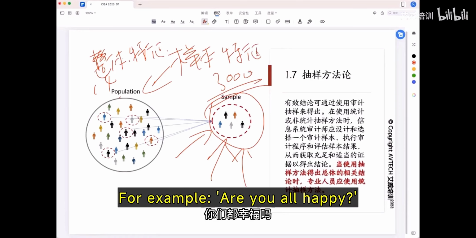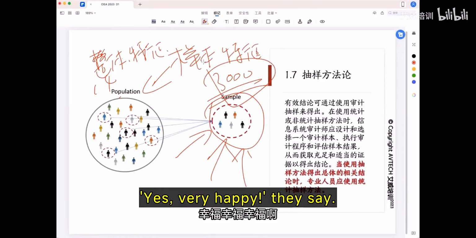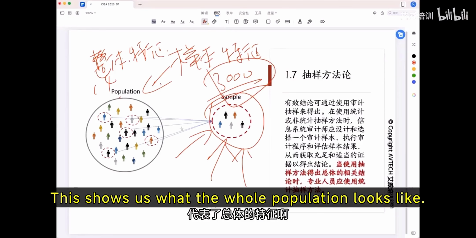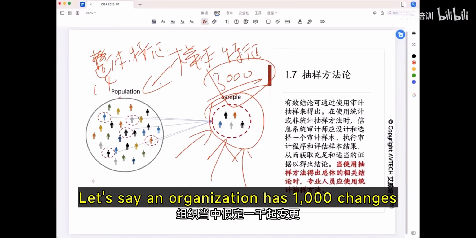For example, are you all happy? Yes, very happy, they say. That's an example of sample characteristics. This shows us what the whole population looks like. This is sampling. Okay. Similarly, let's say an organization has 1,000 changes.